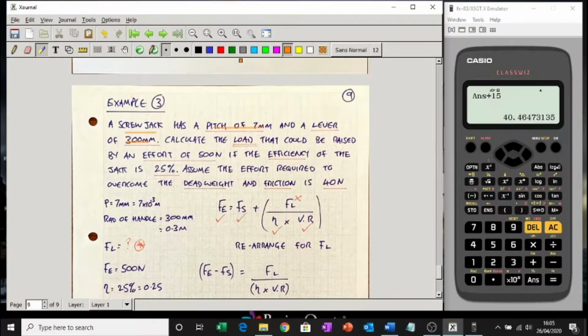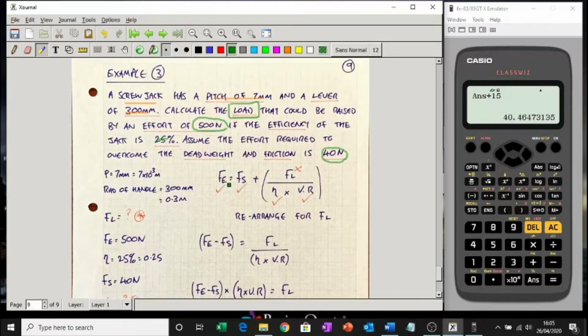Calculate the load. So it's not effort, it's the load. Now we need to work out how much load this thing can lift. So we've got an effort of 500. How much load can we lift with that effort of 500? The efficiency of the jack is 25%, which is going to be 0.25. Assume the effort required to overcome friction and dead weight is 40.